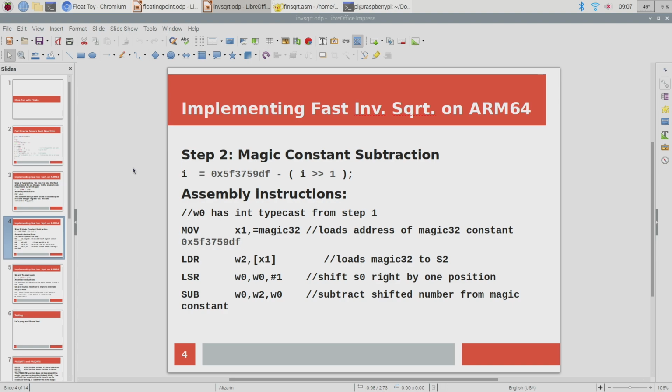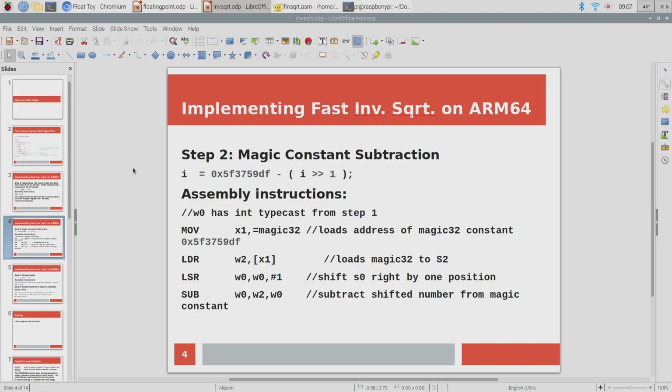Yeah, it loads whatever x1 is pointing to, namely my magic number, into W2. And then on the last instruction, I can do the subtraction. Okay, so that single line of C becomes basically these 4 lines of assembly. Basically, load in the magic constant, shift the weird integer to the right by 1, and subtract. Okay, no big deal.